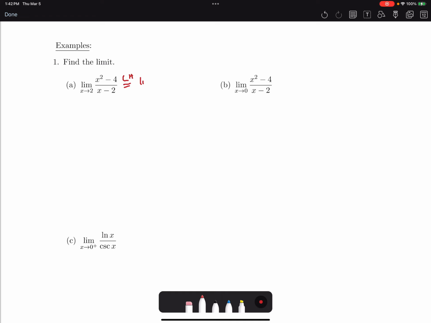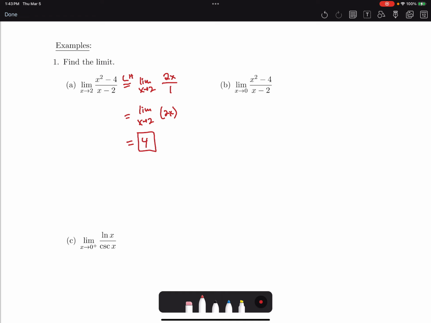This is equivalent to the limit as x approaches 2 of the derivative of the numerator divided by the derivative of the denominator. The derivative of the numerator is just 2x, and the derivative of the denominator is just 1. So this is the limit as x approaches 2 of 2x, which is just 4.